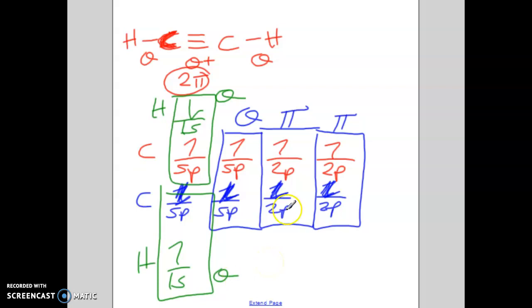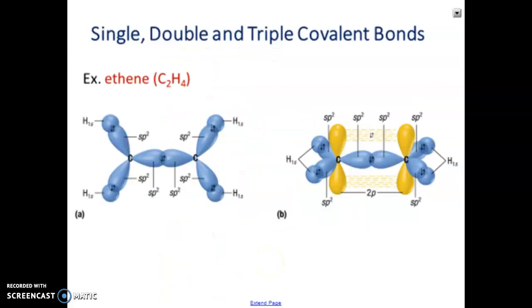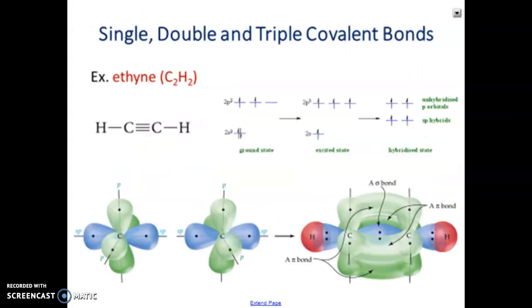Okay, now what this looks like is that you're going to have sigma bonds. Here is the exact same example, ethene. This is the same example from before, so it's just another picture of it. This is the double bonds again. We've already looked at this in depth. So this is the triple bond example.